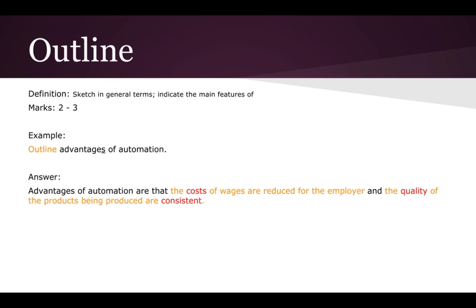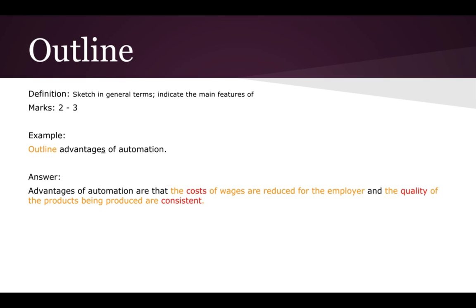A key thing to look at is how many marks are being allocated. It's a really good indicator of how much depth you need to go into. This one here would be a 3-mark question. It says outline advantages, so it's plural. Whenever you get a plural, it means they're expecting 2 or more.